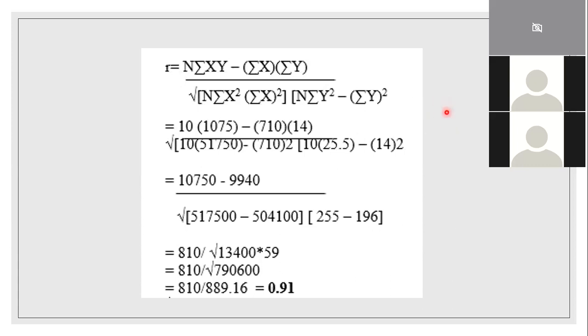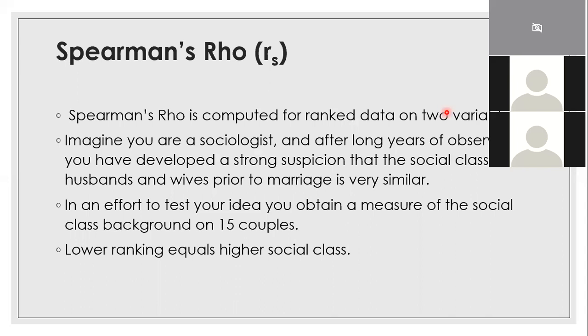So that is the Pearson correlation. And that is appropriate, as we said earlier, for linear and interval data. There has to be interval, and we do the scatter plot to determine whether the relationship is linear. Now, Spearman's rho is another correlation coefficient. This one is much easier to calculate, but it is only applicable for ranked data on two variables.